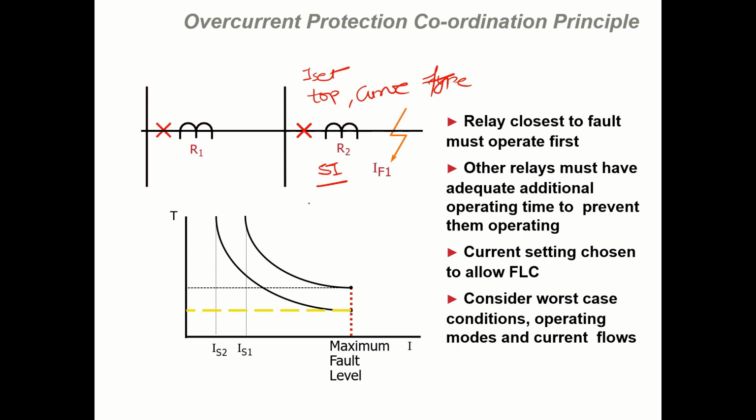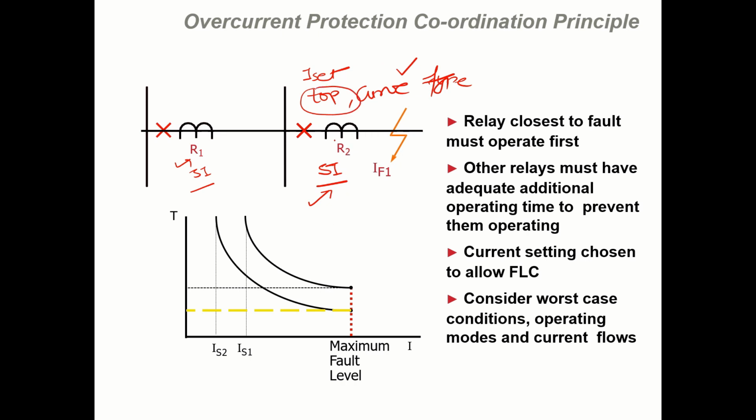Now, suppose the relay R2 is of standard inverse curve type, then R1 must also be SI type. That is the first thing. So curve type is very simple to coordinate. Whatever the downstream relay characteristic is, similar should be the characteristic of the upstream relay. The second thing is time of operation. What should be the time of operation?